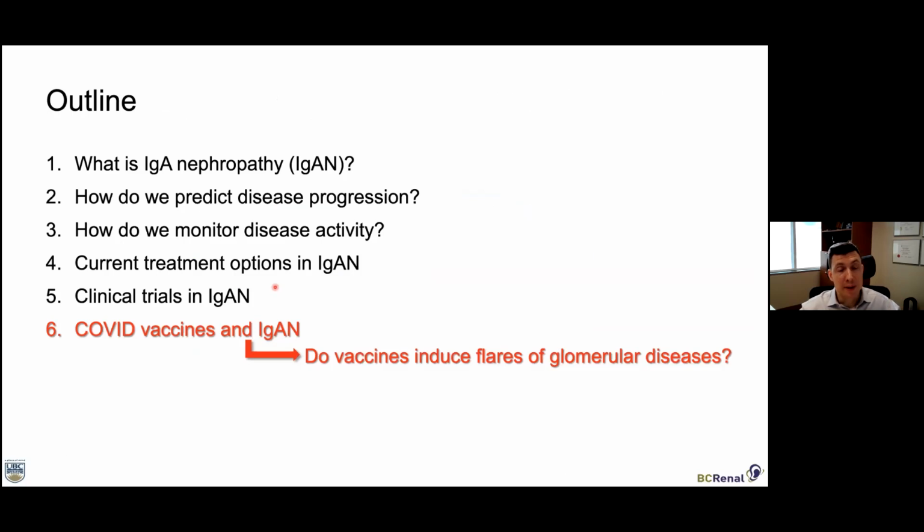So finally, I'm going to finish by talking about COVID vaccines and IgA nephropathy. And just for the sake of time, we're going to talk about one specific question that I think might be particularly top of mind, which is, do COVID vaccines induce flares of glomerular diseases?